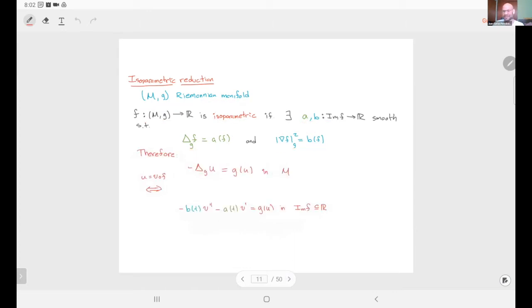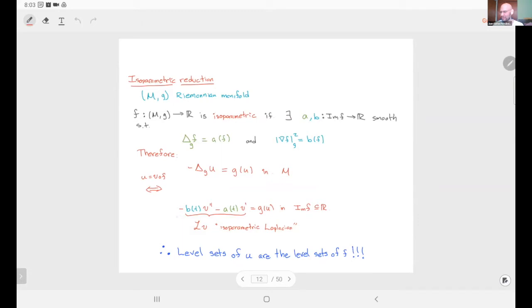So in this case, if we consider a semilinear equation on the manifold and we look for solutions that are constant on the hypersurfaces generated by f, we're going to obtain this kind of equation that is going to hold on the image of f, and the image of f is contained in R. So we are reducing the PDE into an ODE, okay? And we have here what I'm going to call an isoparametric Laplacian, okay? So this is a generalization of the radial case.